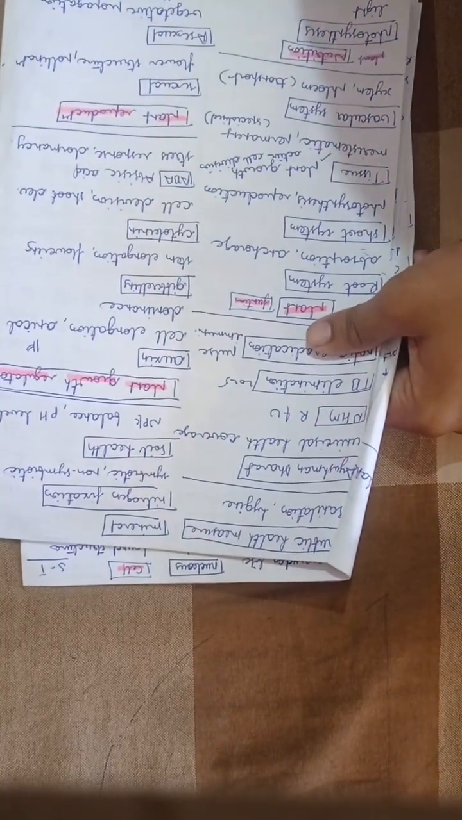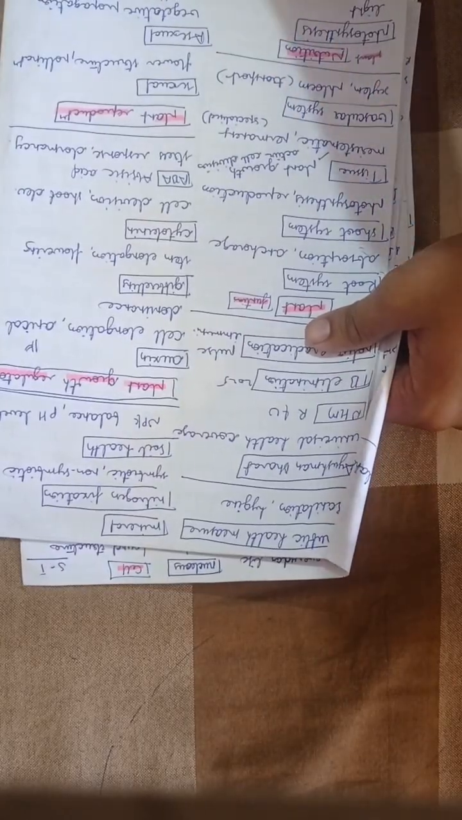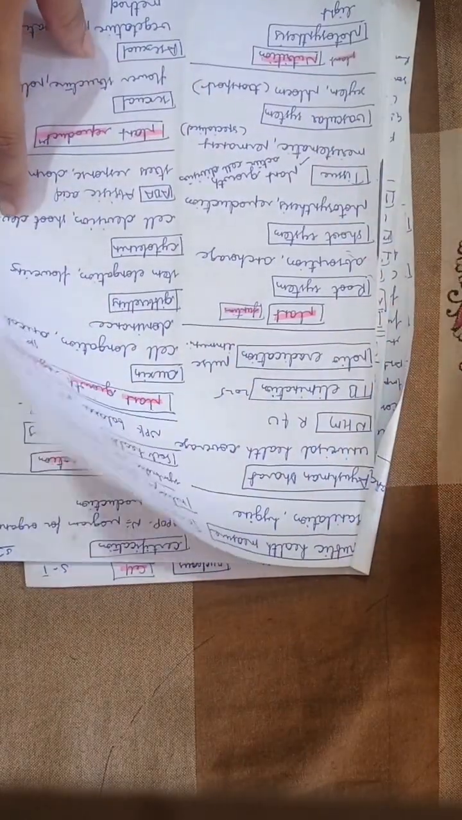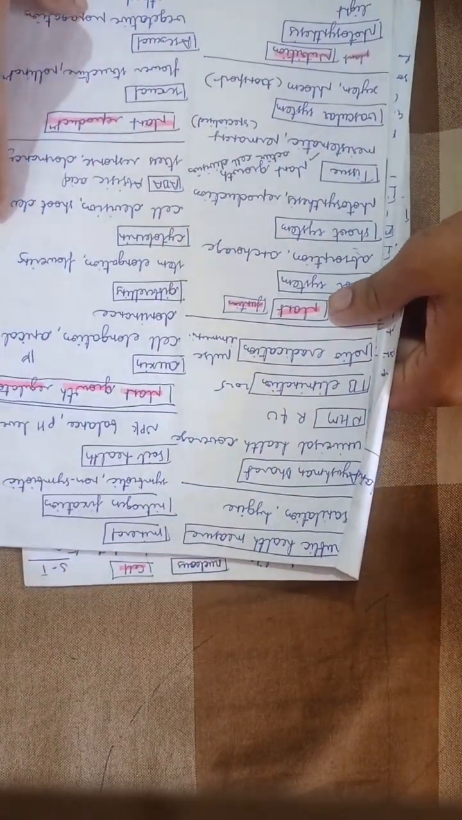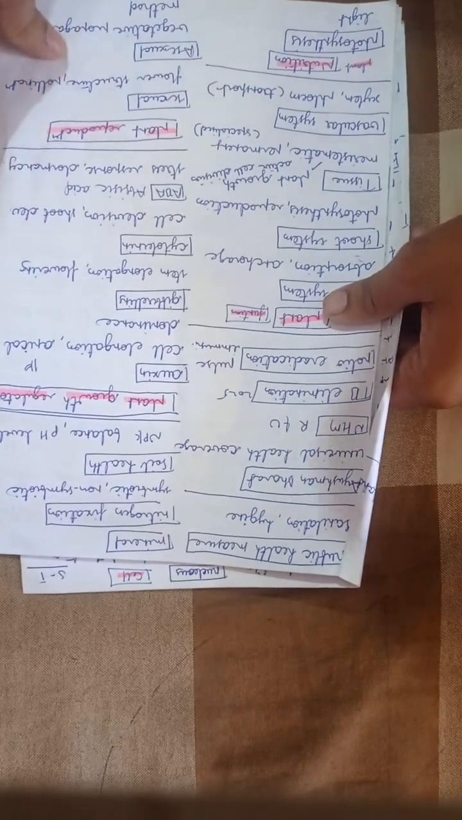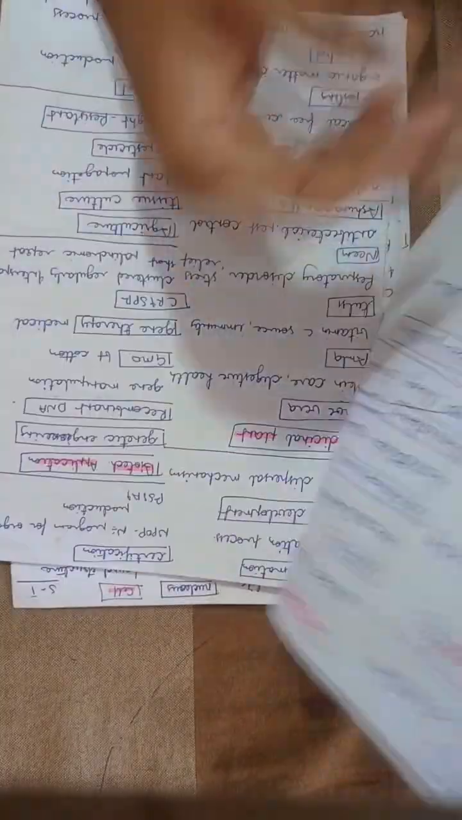So cytokinin, cell division and shoot development, and auxin, cell elongation and apical dominance, and abscisic acid, stress response and development. Plant reproduction: sexual, flower production and pollination; asexual, vegetative propagation methods.